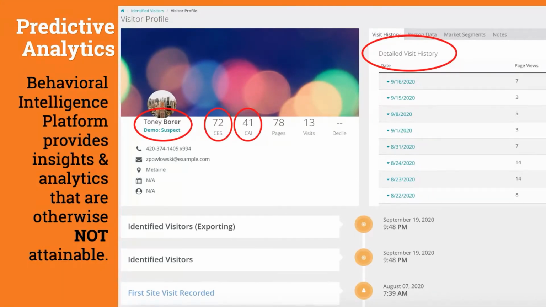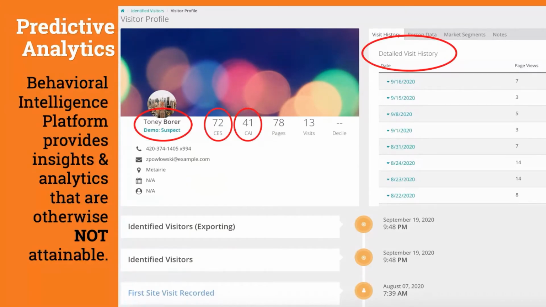But you see there are two scores called the CES and the CAI. I'm not going to go into the details of them, but they're two predictive analytics scores that basically measure two different things. CES is a 7-day measurement of that student's activity on the website. CAI is a lifetime measurement. And as you can see next to it, even though they're not circled, this student has visited 78 pages on 13 separate visits, and yet they're still considered a suspect. They're still considered at the very top of the funnel.